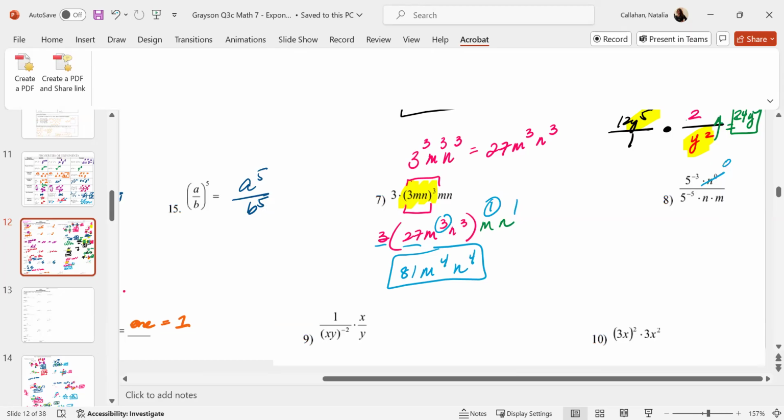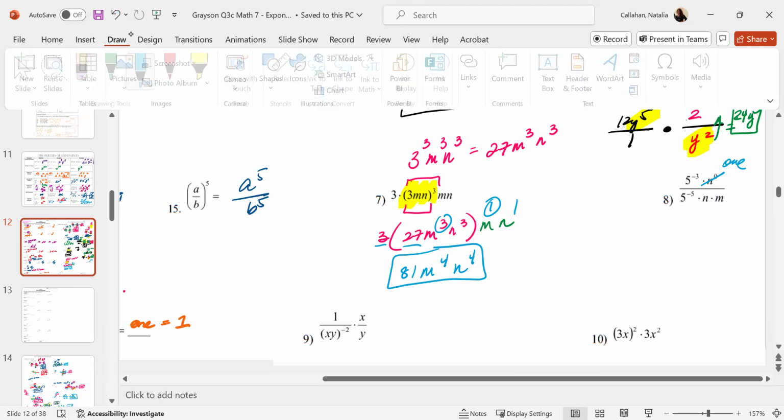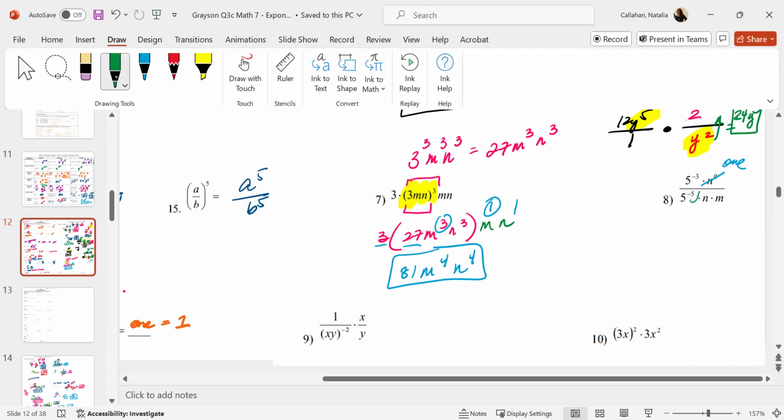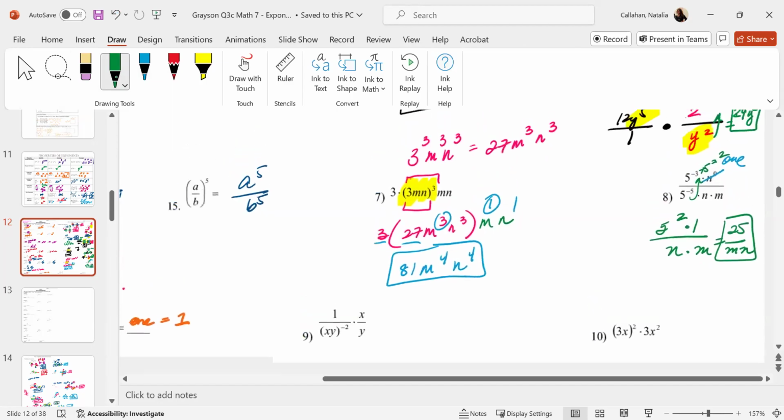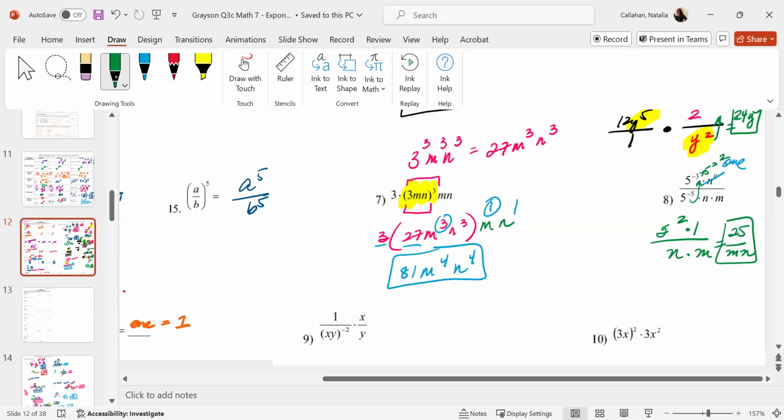Number 8, that one becomes a 1. Okay, -3, -5, which one's smaller? The one that's smaller is -5. -5, so when they move it up, so you put +5, right? -3 plus 5 gives me a 2, right? Yes. 5 squared times 1, n times m. So if I rewrite it, 25 over m n, and that's it. That's fine, but it should be in alphabetical order. It's just the way that I like to organize things, okay?